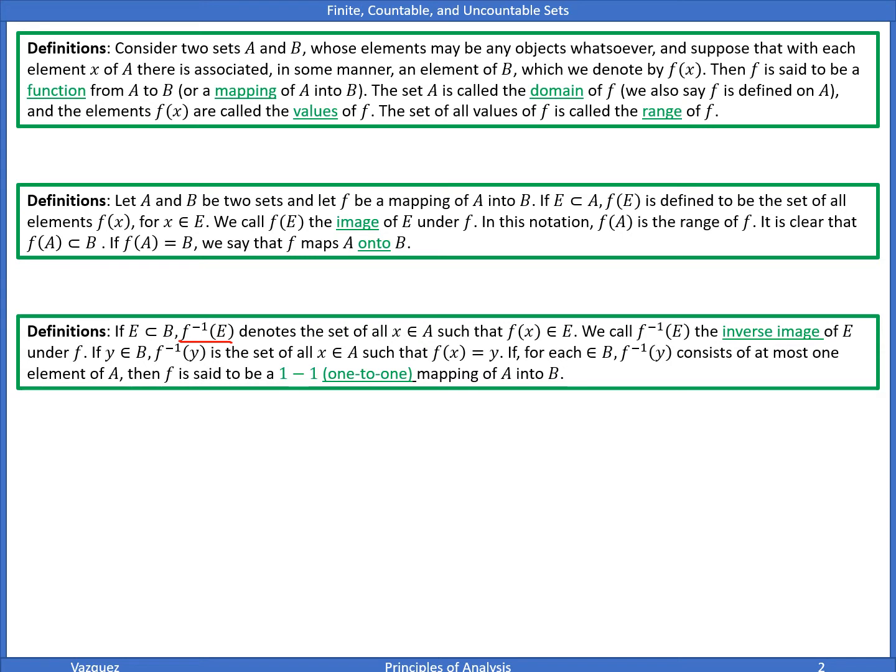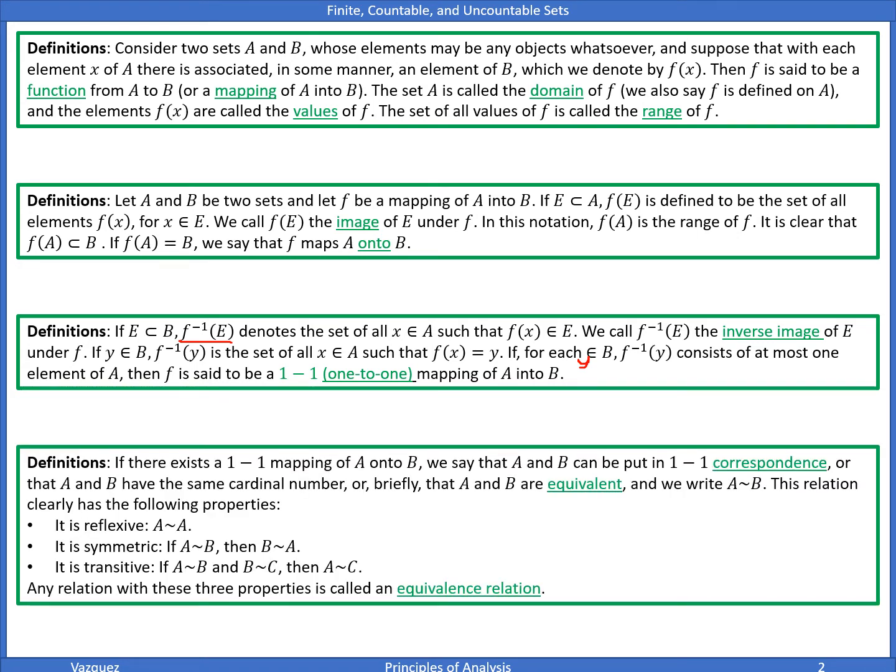If for each, I forgot to put something there. We're missing a y. If for each y in B, the inverse image of y consists of at most one element of A, then f is said to be a one-to-one mapping of A into B. And our last definition for this slide, if there exists a one-to-one mapping of A onto B, we say that A and B can be put into one-to-one correspondence.